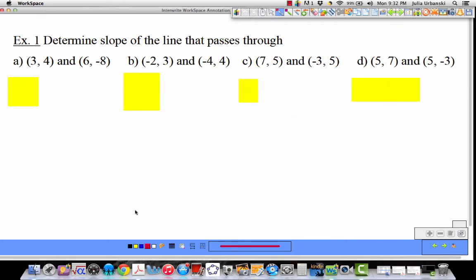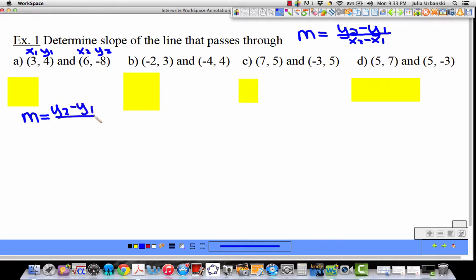So first of all, let's practice reviewing the slope formula. Slope equals y2 minus y1 over x2 minus x1. And that's going to come from these points right here. Determine the slope of the line that passes through (3, 4) and (6, negative 8). So your first point is x1, y1. Your second point is x2, y2. And you use those in the formula. Slope equals y2 minus y1 over x2 minus x1. So all we have to do is plug in the values, then solve or simplify.